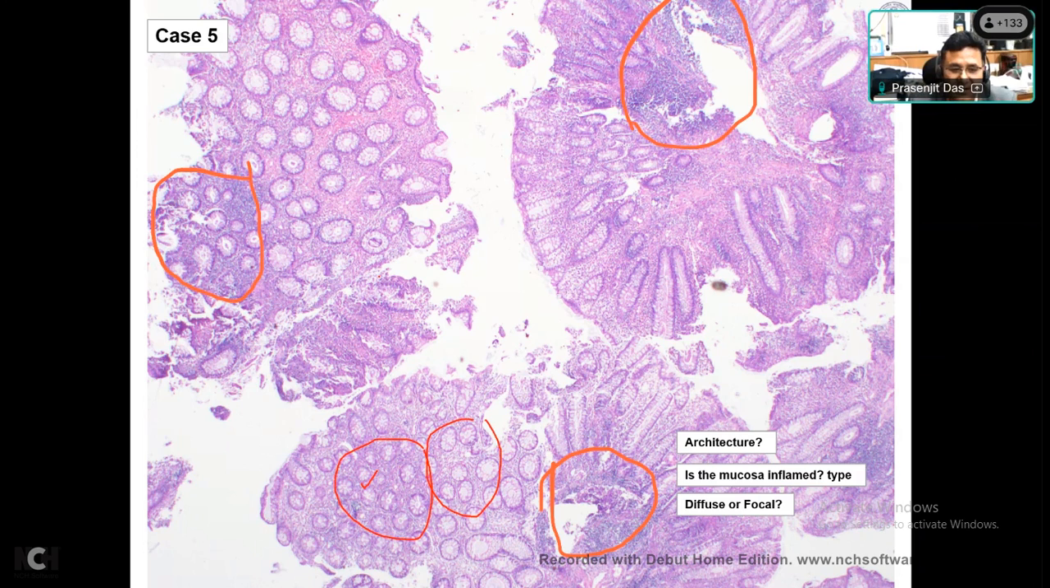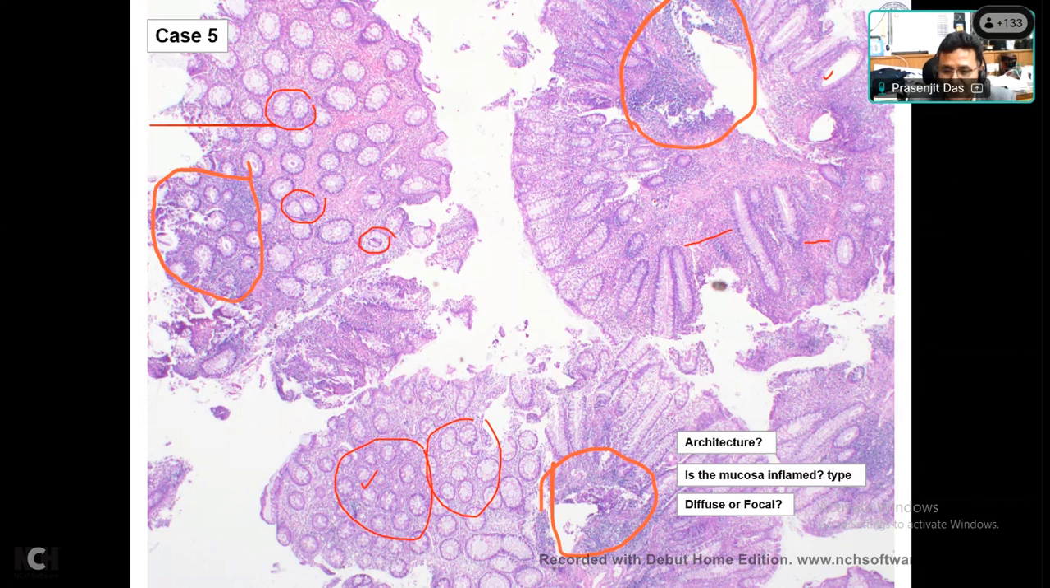I will show you some crypts like this crypt. What do you see? These are back-to-back arranged, branching crypts, branching inside a crypt. These are features of chronicity. There are some dilated crypts. At places you are not seeing crypts. Loss of crypts is also there.